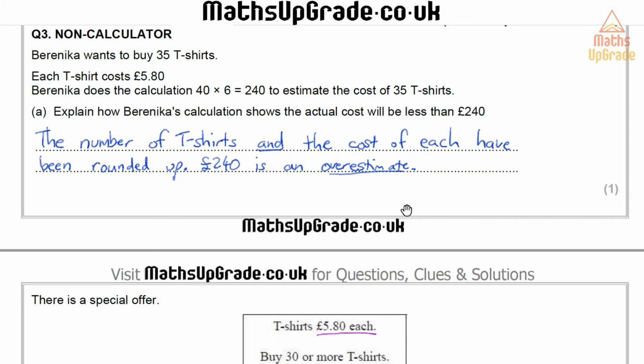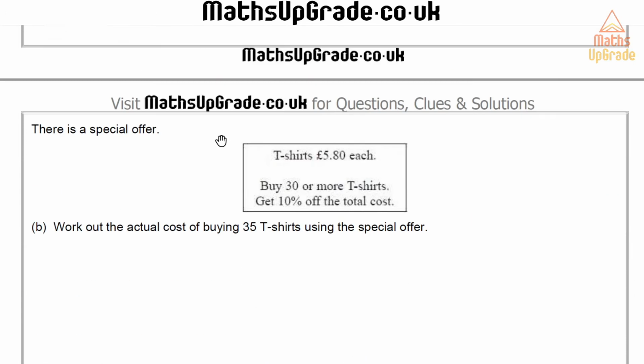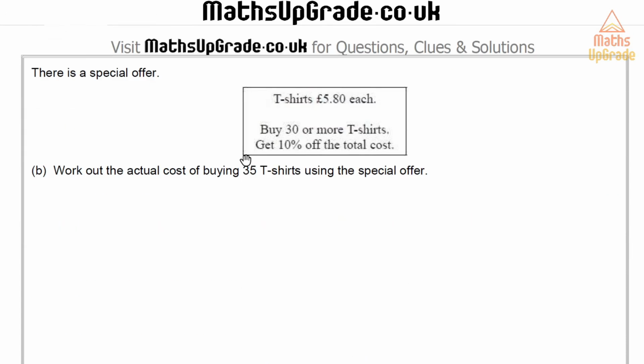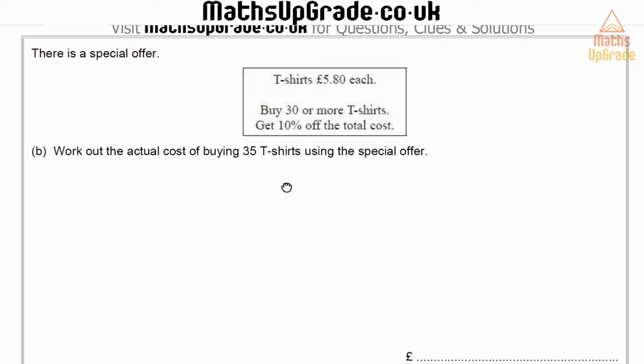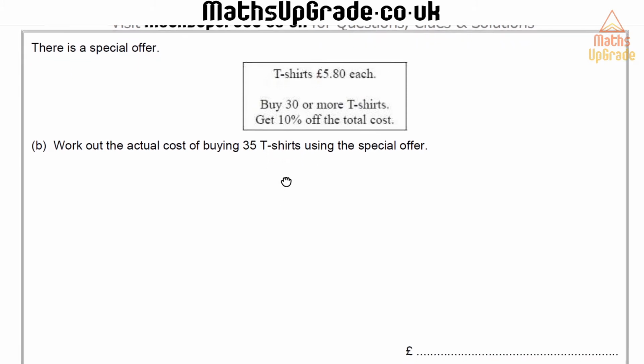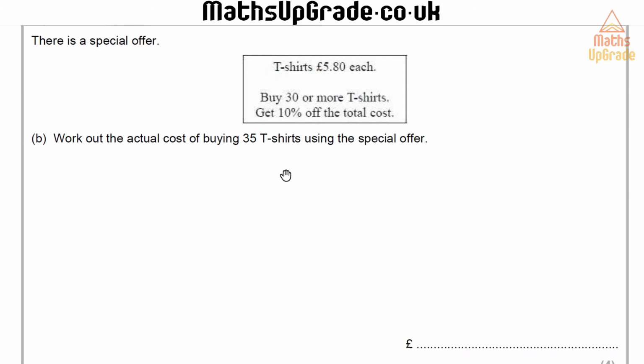So that's the first mark there. The second part of the question gives us a special offer, and it tells us that t-shirts are £5.80 each, but if you buy 30 or more of them, then you get 10% off the total cost. So work out the total cost of buying 35 t-shirts using that special offer.